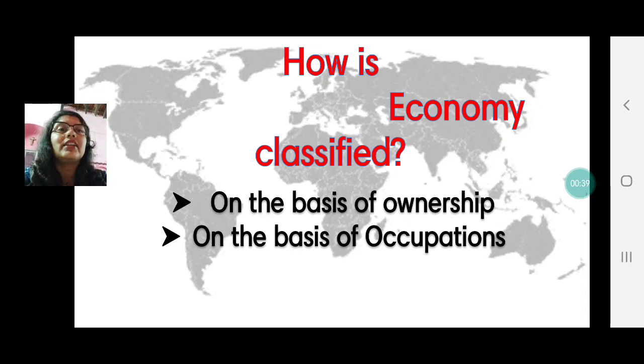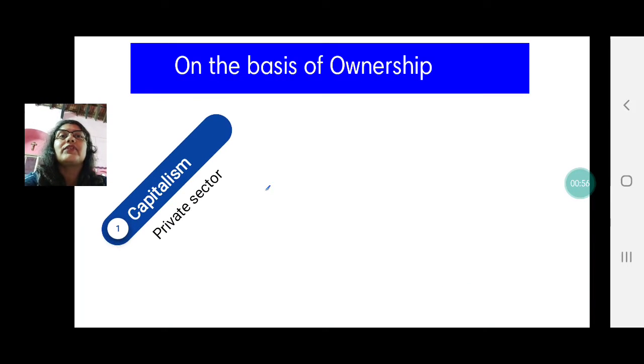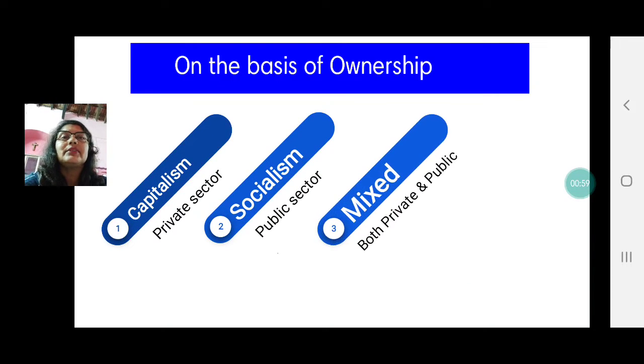Economy is classified on two bases. On the basis of ownership, that is who owns the economy, and on the basis of occupation, that is what type of occupations are there in that economy. So on the basis of ownership, we have three types of economy: capitalism, socialism, and mixed.